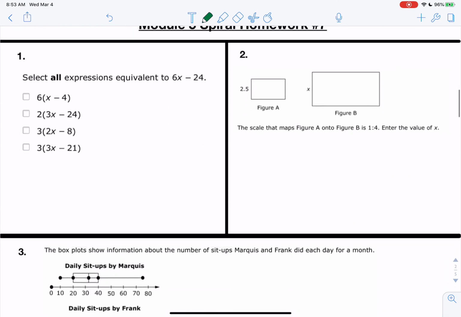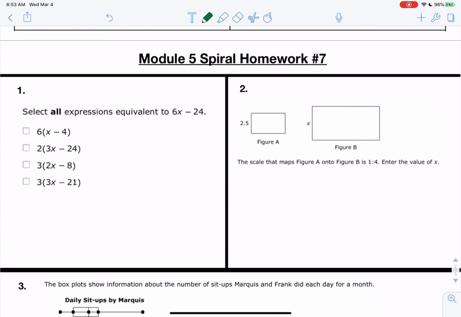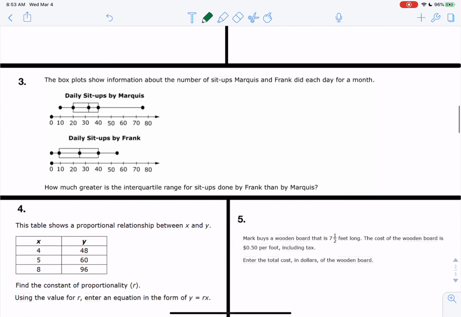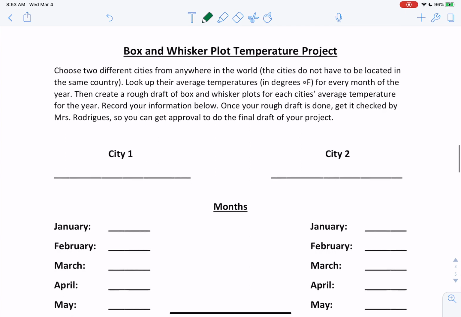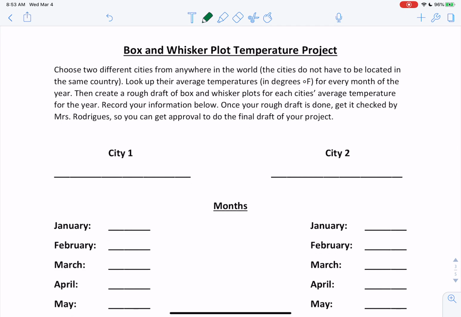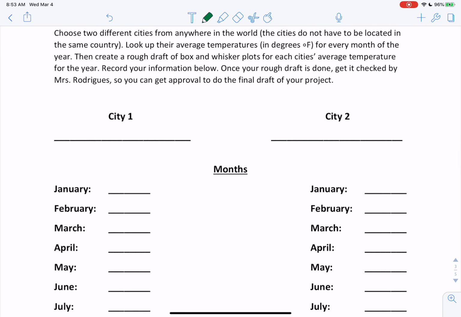Now, here is your Module 5 Spiral homework number 7. Remember, it's a little bit of everything since the beginning of the year to help you practice. But more importantly, now you're going to do the box and whisker plot temperature project. You're going to choose 2 different cities from anywhere in the world. The cities do not have to be located in the same country, so you could choose Sacramento and Morocco if you wanted to. Or you could choose Paris, France, and Guadalajara, Mexico. Okay? It's 2 cities anywhere in the world.